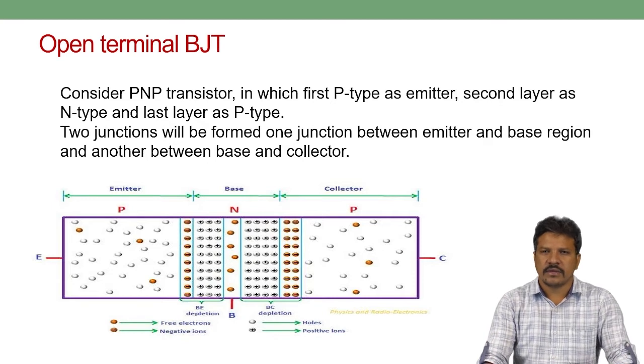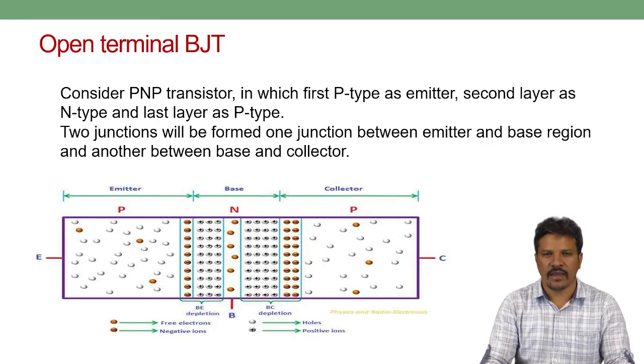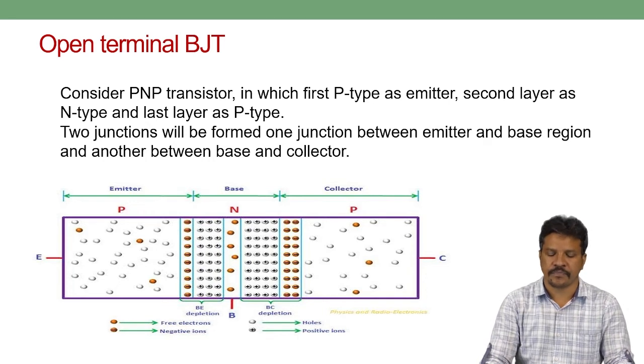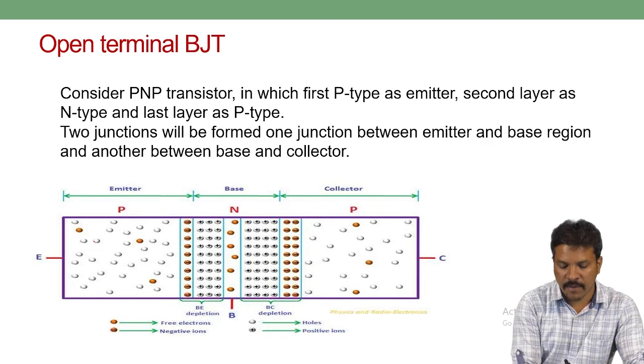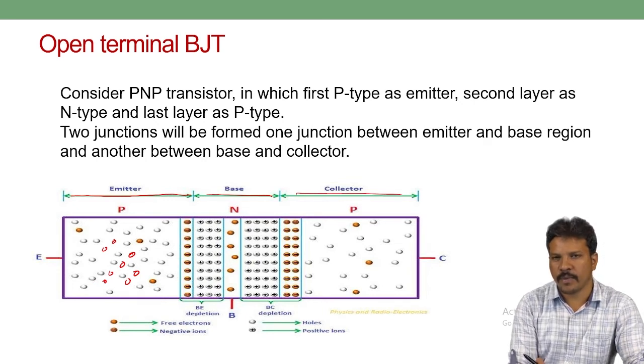So far we know the construction and the size and doping of each layer, and why each layer differs in size and doping. Now let us see the open terminal bipolar junction transistor. For example, this is the emitter region, this is the base region, and this is the collector region. When we see the size, it is moderate, very thin, and large in size. When we see the doping, it is heavily doped, lightly doped, and moderate in doping.